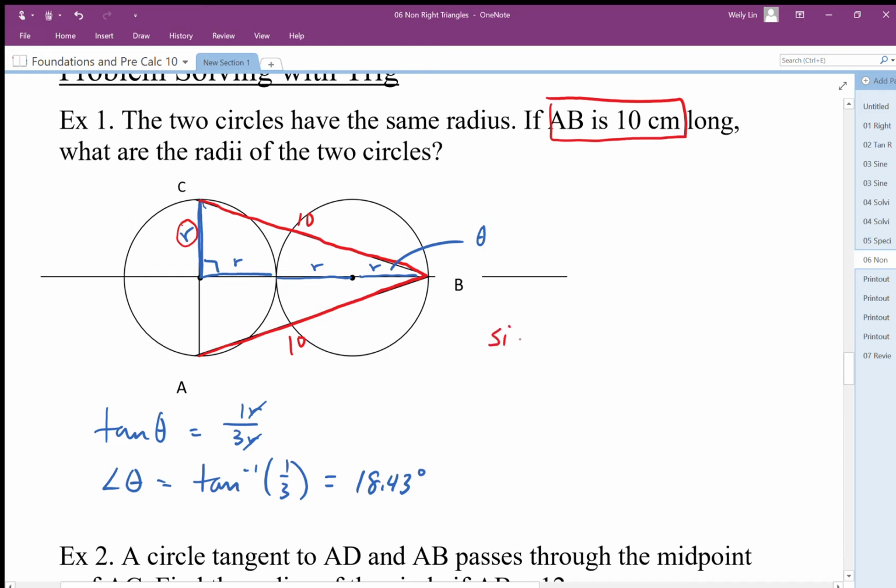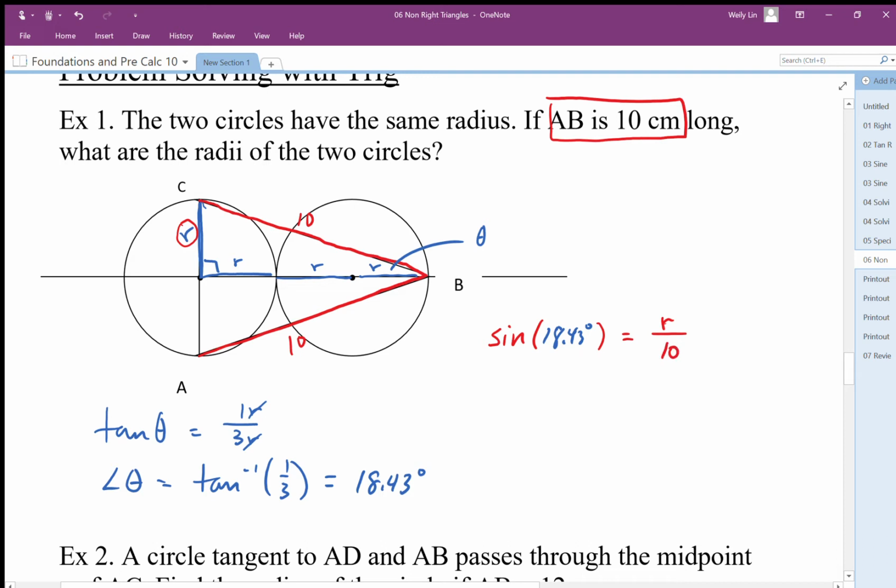So sine of the angle theta, which we worked out to be 18.43 degrees. So this is why we needed to work out the angle first, because we're using that angle to then generate a ratio. Okay, so we're going to generate, in this case, a sine ratio, which involves the side that we need to work out. The tan ratio used sides that we didn't need to solve for, but the sine ratio involves the side we need to solve for. So I end up with R over 10, opposite over hypotenuse.